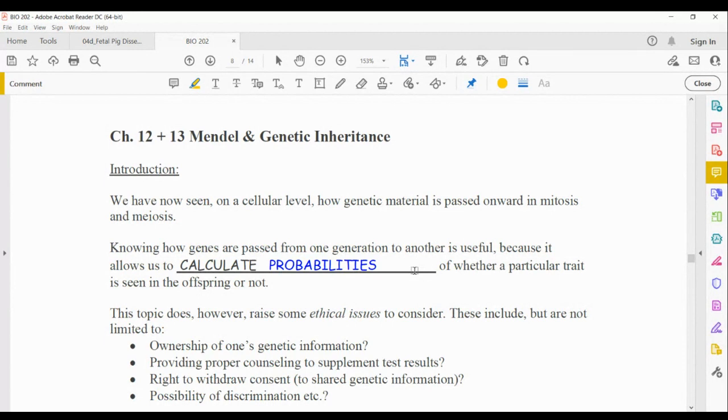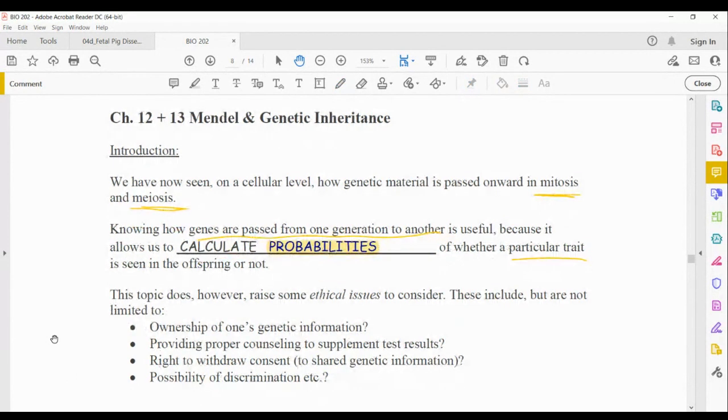So what we've seen so far was that the genetic material got passed from one cell to another in the processes of mitosis and meiosis. And this is really useful for us to know that genes are passed from one generation to another, because it allows us then to predict what sort of outcomes we might be left with for a particular trait. So are we seeing certain characteristics in the offspring or are we not?